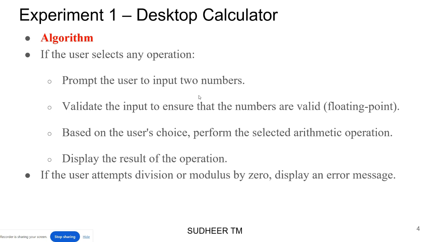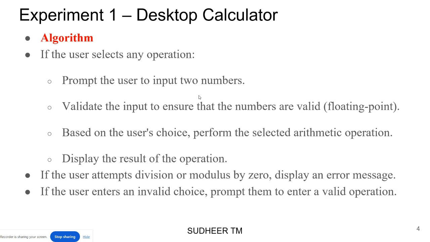Okay, so if the operator in the first step he has decided to do the division and he is inputting the second number as 0. Okay, so division by 0 is an error. So we have to prompt the user. If the user attempts division by 0 or a modulus by 0, display an error message.